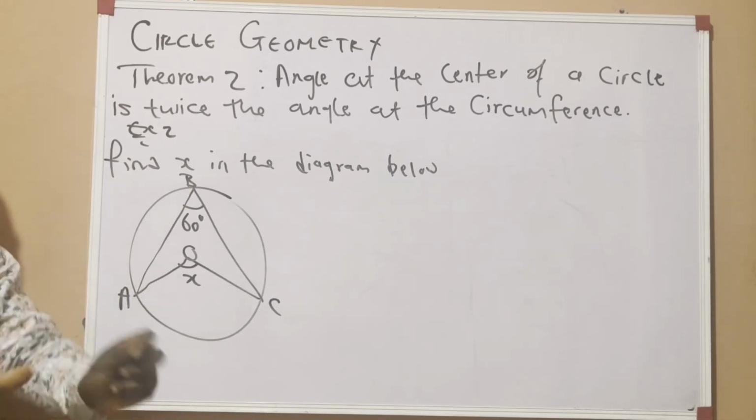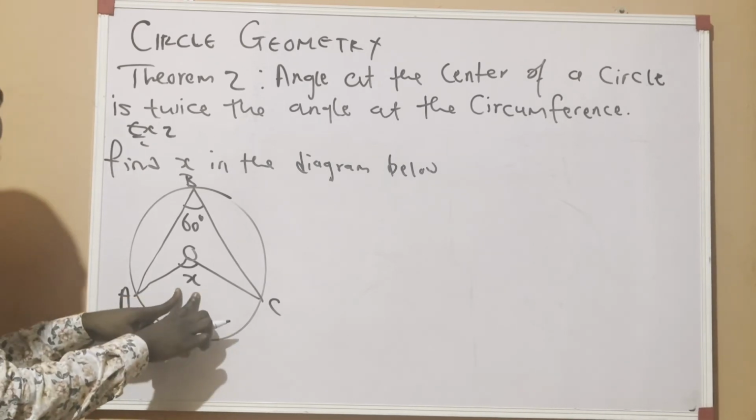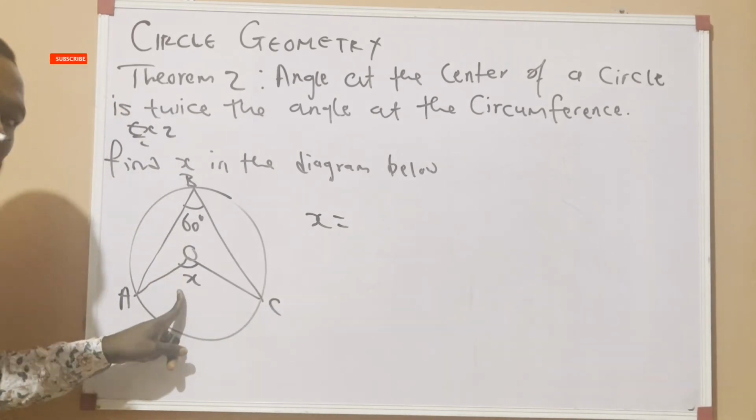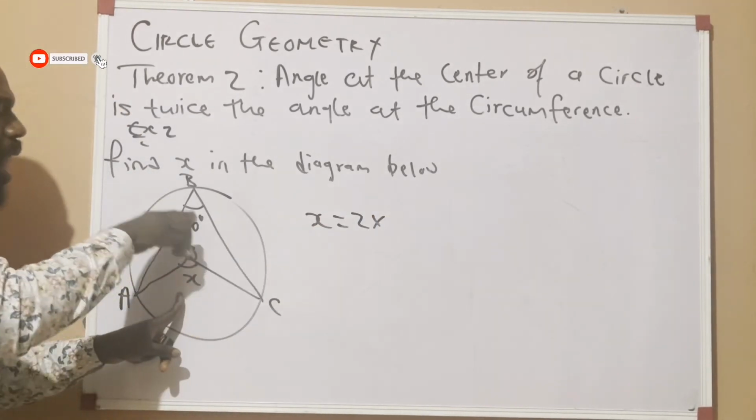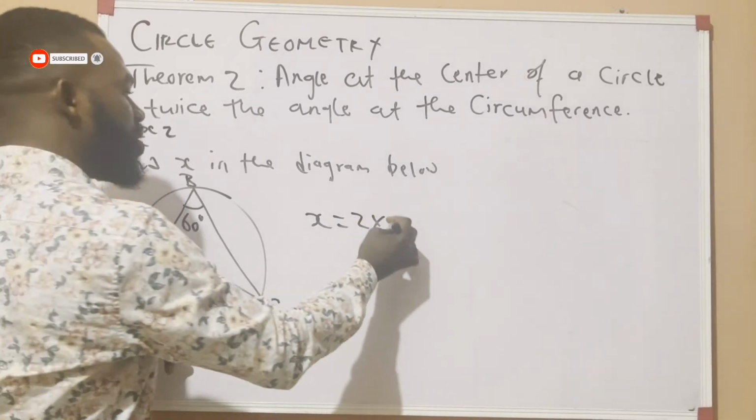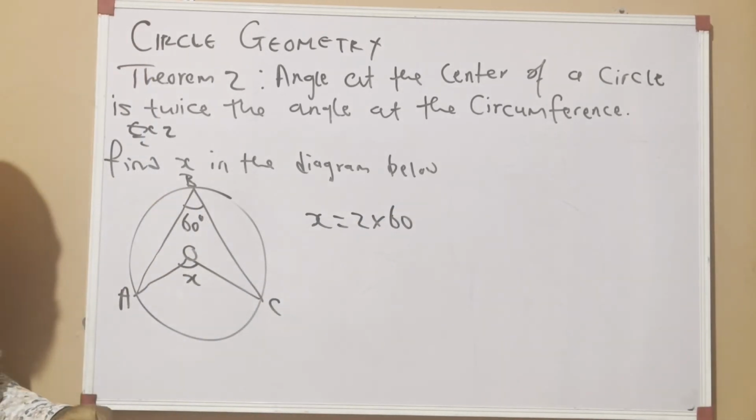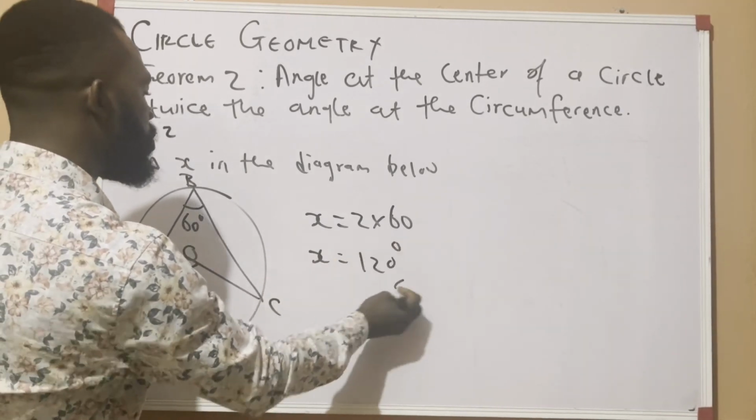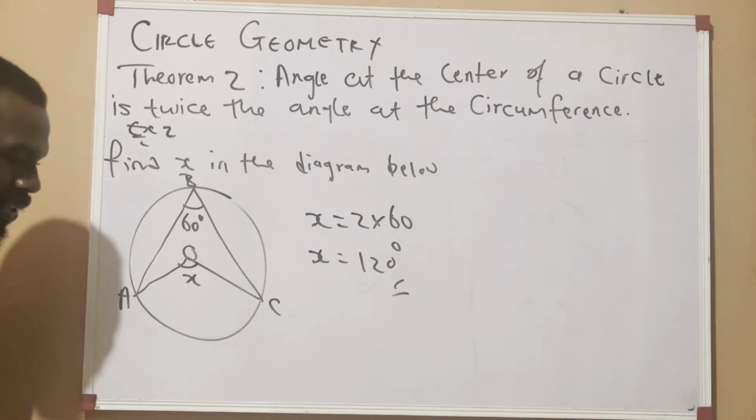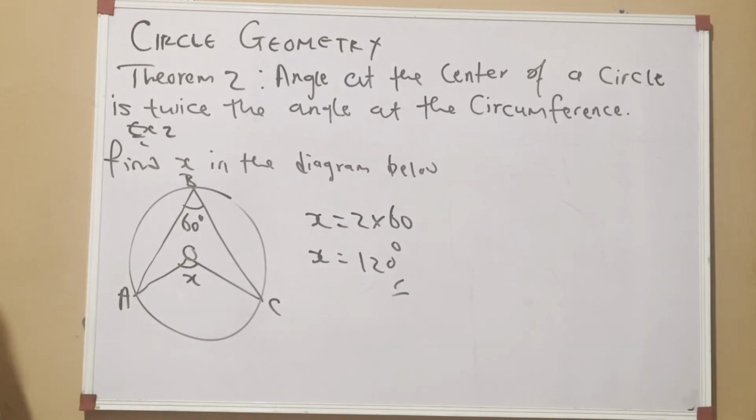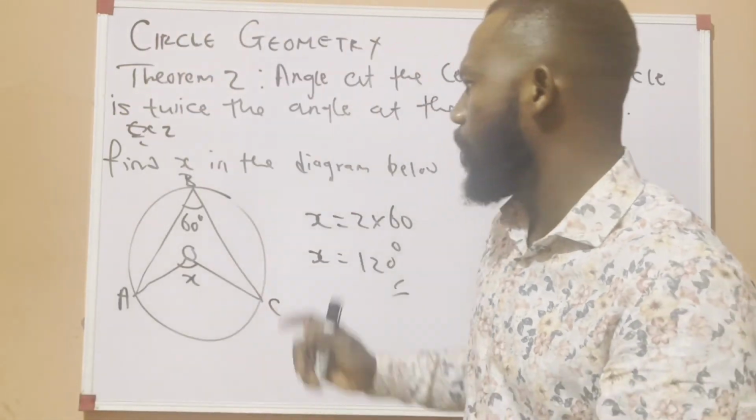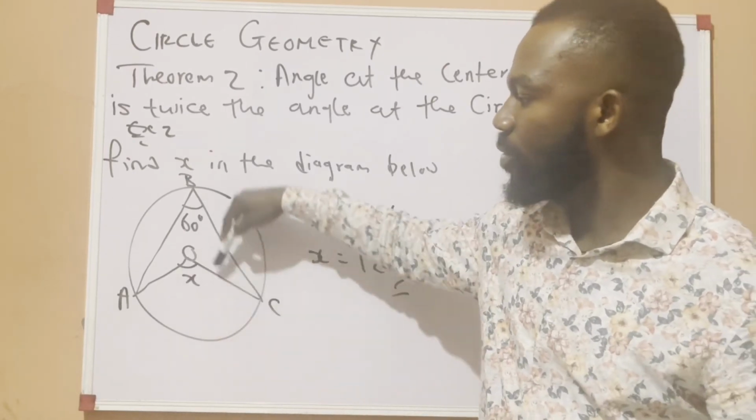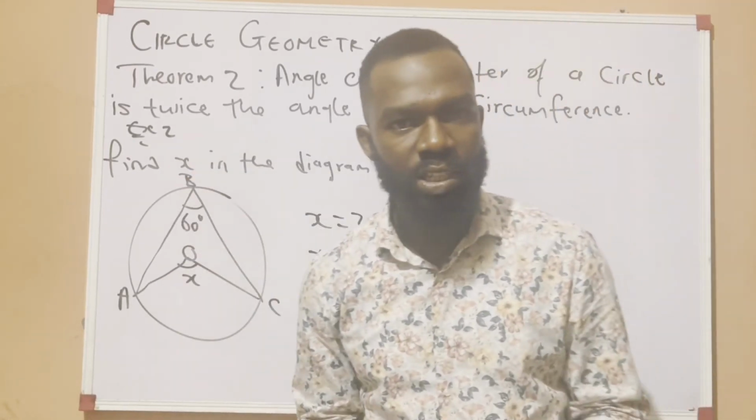The same thing applies. Now, the angle at the center is x, which is equal to 2 times the angle at the circumference. And what is the angle at the circumference here? 60. Alright, and 2 times 60 of course gives us 120. So x becomes 120 degrees. That is the value of x. So you see, this is how you can solve problems on circle geometry theorem 2, which has to do with the relationship between angles at the center and angles at the circumference.